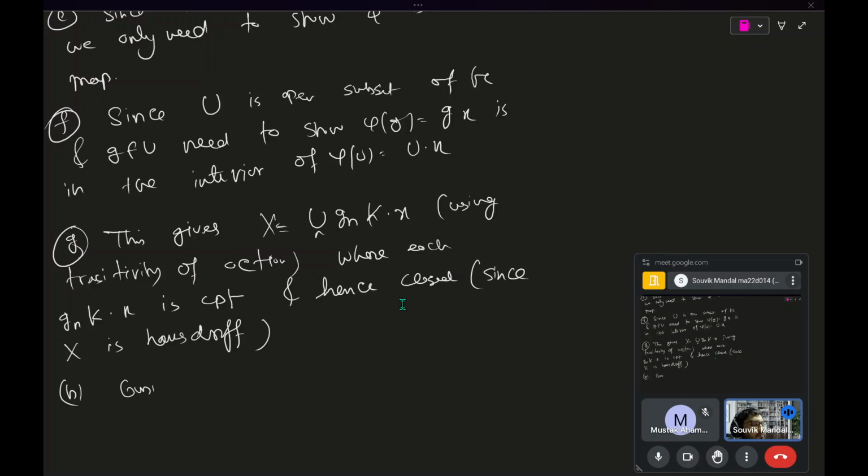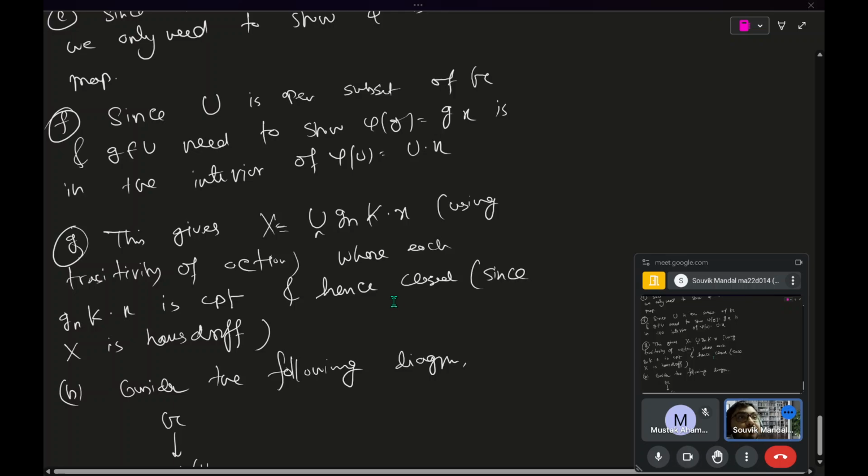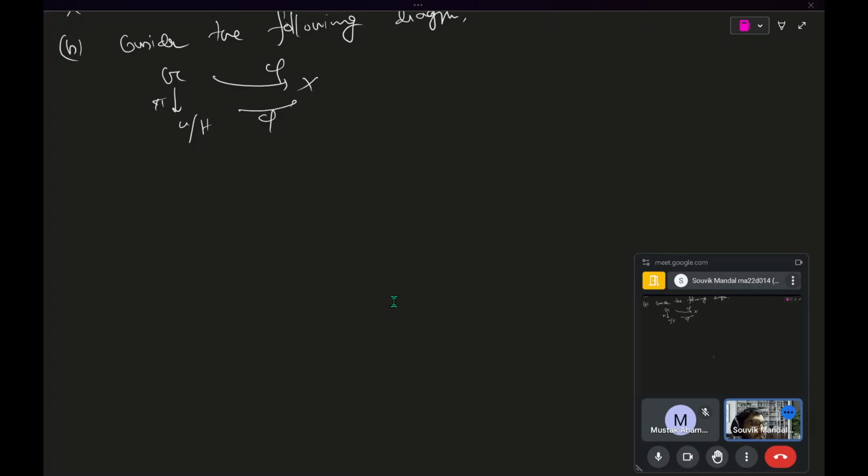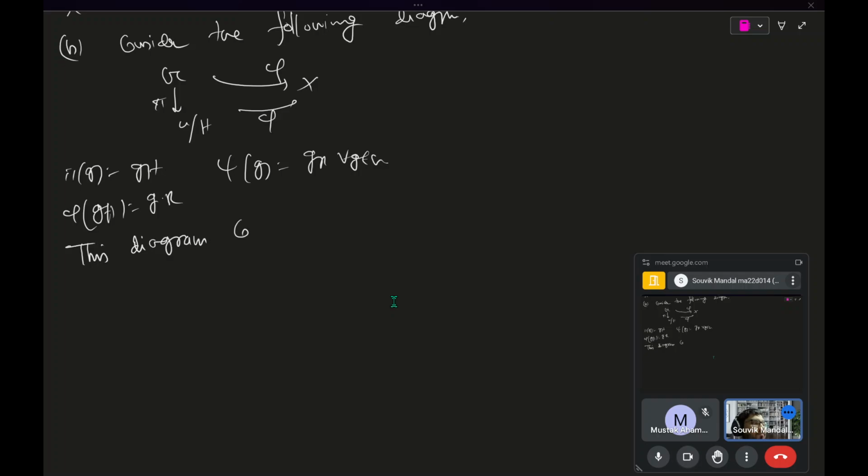Consider the following diagram: G to G/H, to F, and to X from pi. Now in this diagram, pi(g) is equal to gH, and phi(gH) is equal to g.H. And psi(g) is equal to gx for all g belonging to G. And this diagram commutes.